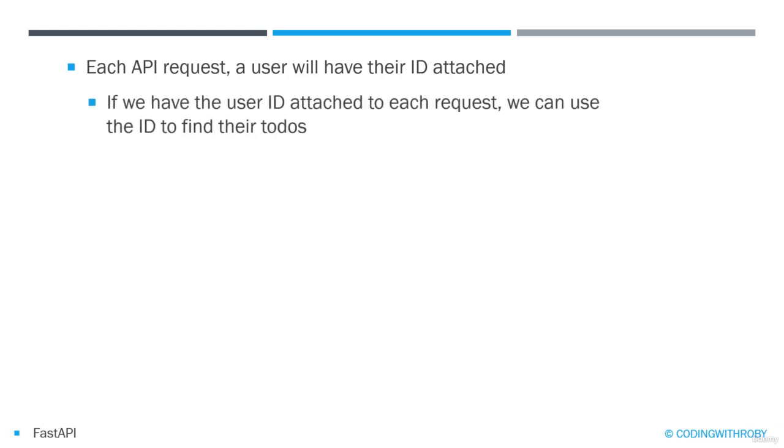You may be asking yourself, how would you reference the users from the to-do? Well, to start, each API request, a user will have their ID attached. In a future video, we'll be able to find the user ID from the JWT, which is a JSON web token that we'll be extracting. But for now, let's just keep in mind that each API will have a user ID attached when we're requesting to-dos. If we have the ID attached to each request, we can use the ID to find their to-dos.